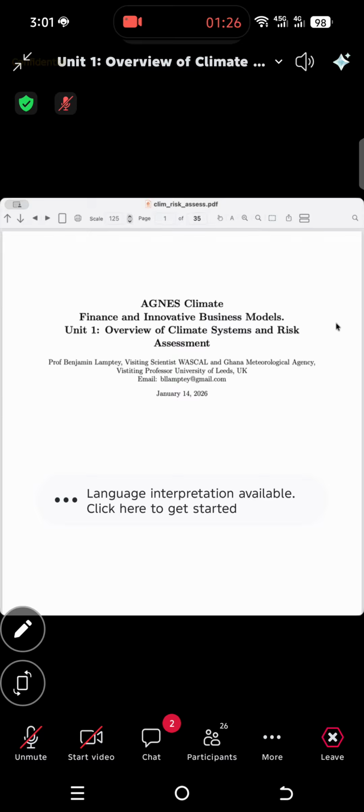So the unit today is overview of the climate systems and risk assessment.